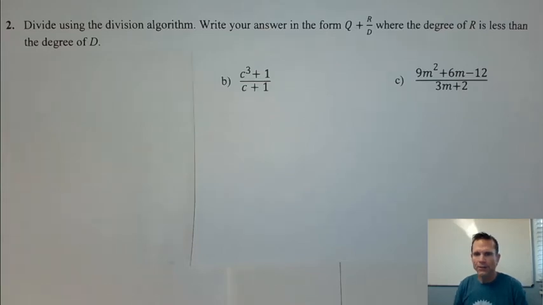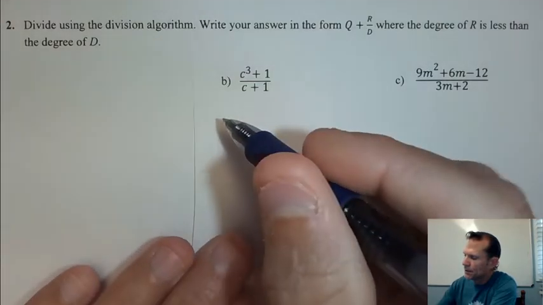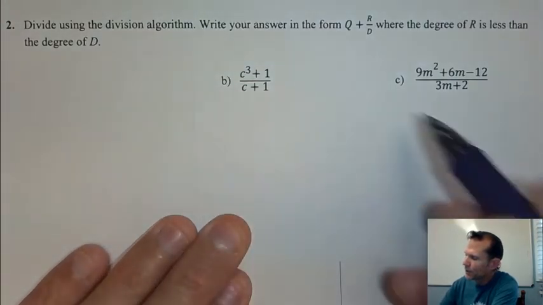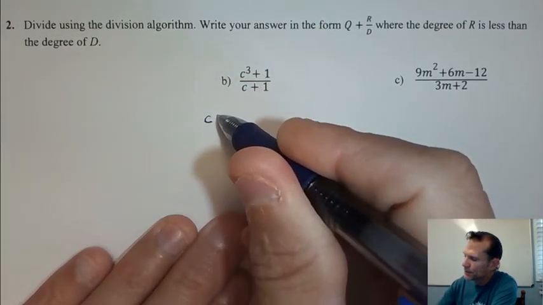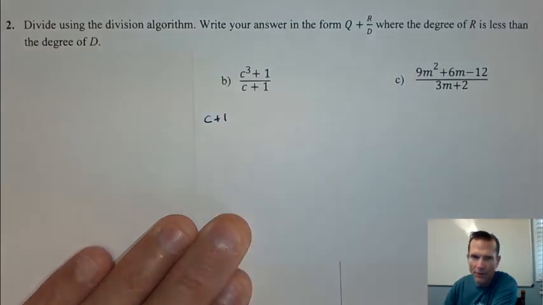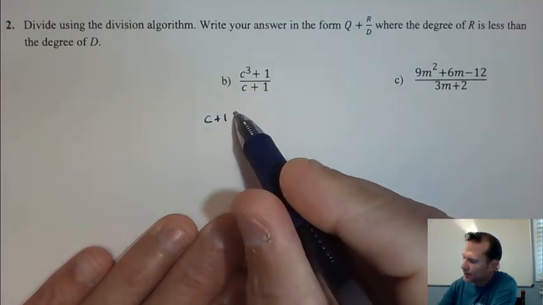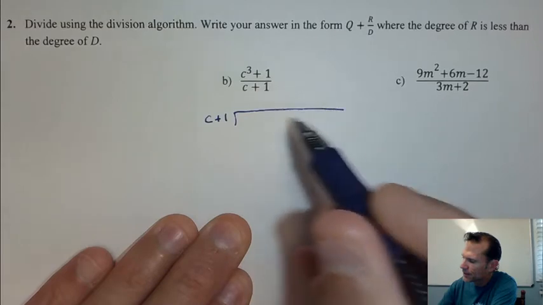Okay, let's take a look at two more division problems here where we have a binomial on the bottom. We're going to set this up using the division algorithm. I'll take my denominator and set up this template here.